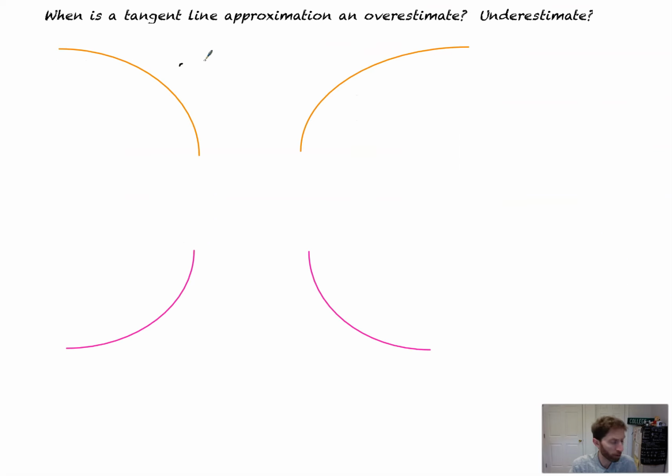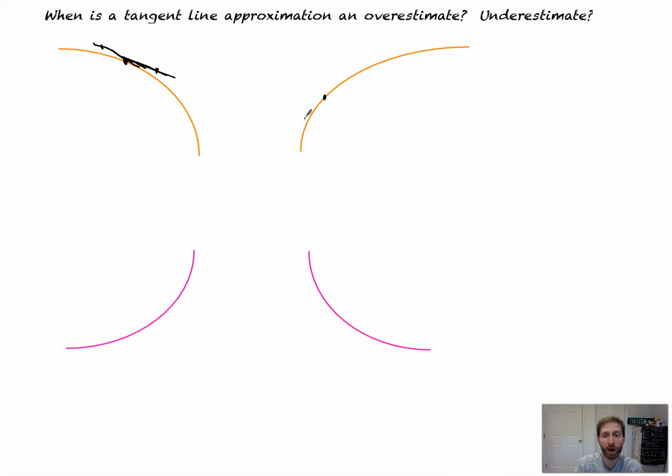I want to go over, for those of you that are expected to know this, when is a tangent line approximation an over or an underestimate? It all has to do with concavity. So let's say we have a curve that's concave down on an interval, and we're using a tangent line to approximate any point on this interval. Any point on this line that you pick is going to be over the curve. So we'll do an over approximate.